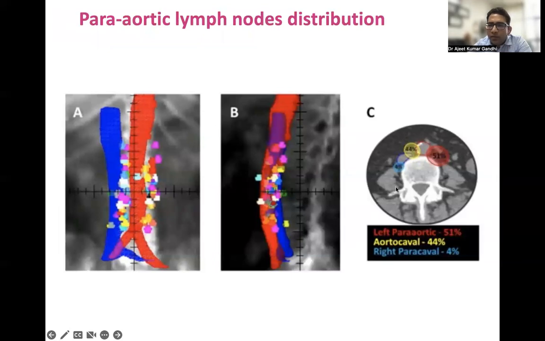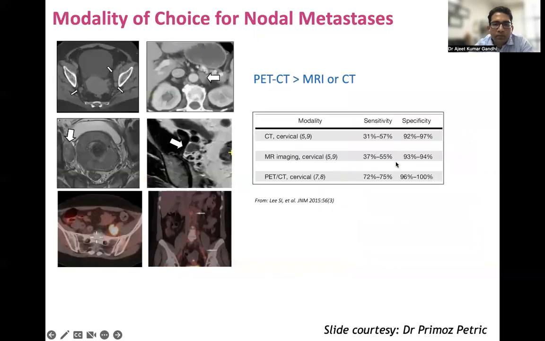It's also at the same time important to understand the distribution of the para-aortic lymph nodes. So it has been found that the left para-aortic, the aortocaval, are the more important areas where the lymph nodes are seen. This is a study from the PET-CT distribution of the lymph nodes. Because the majority of the lymph nodes either would lie in the left para-aortic or the paracaval area, and very few lymph nodes are seen in the right paracaval area. So when we are again electively delineating, this information is important to give larger margins on these sides to cover all these electively involved lymph nodes.